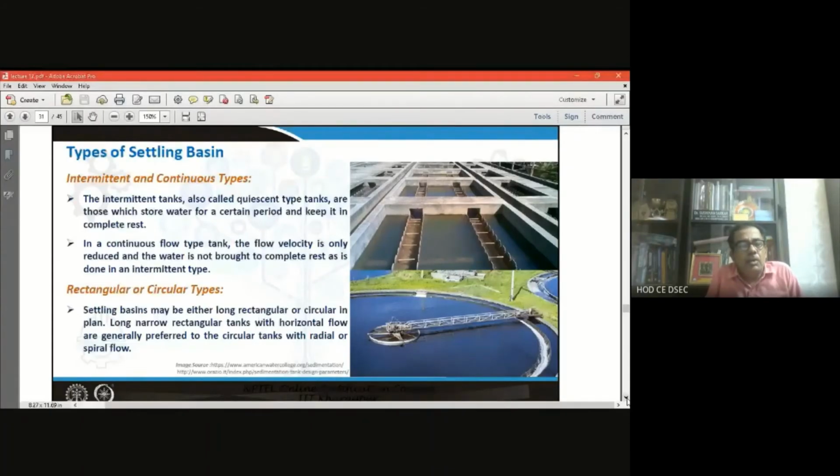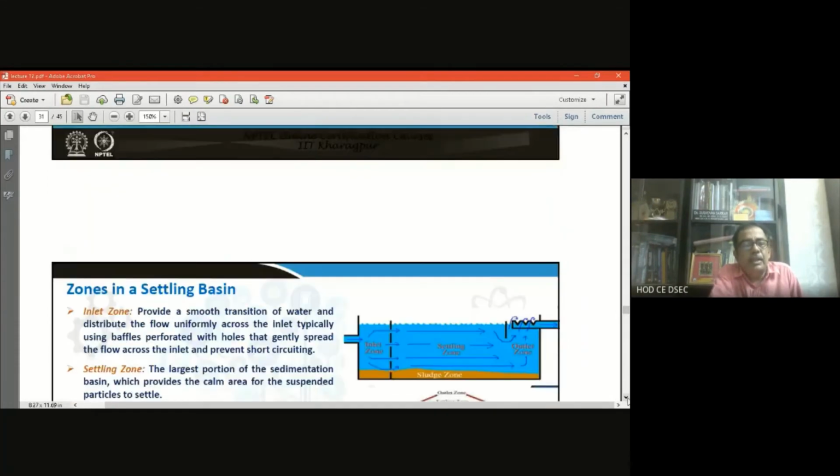Either a rectangular tank may be there as a sedimentation tank, or one circular in plan. Now the long narrow rectangular tanks with horizontal flow are generally preferred to the circular tanks with radial or spiral flow. Why? Because the travel distance of long tanks will be more, so the treatment efficiency will be more, because the retention time will be more. I will come to that point when I teach you the respective units in detail.